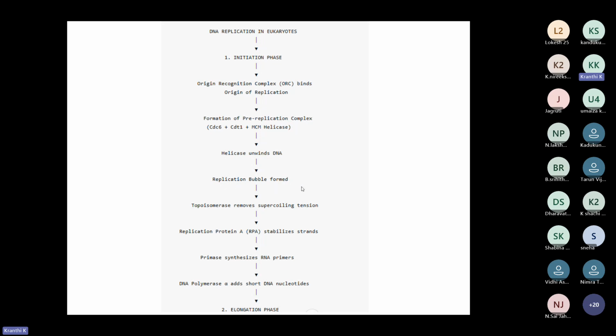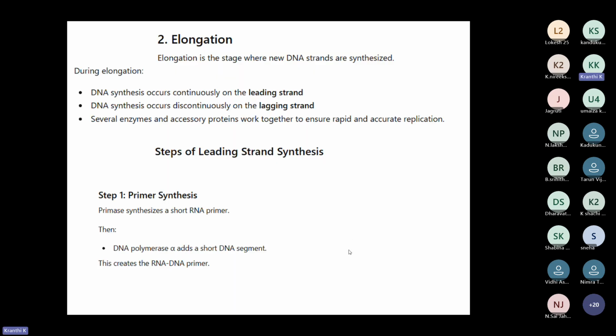Then the replication bubble is formed. Then topoisomerase removes the supercoiling tension. Then replication protein A, the single strand binding protein, stabilizes the strands. Then primase synthesizes RNA primers. Then DNA polymerase alpha adds short DNA nucleotides. So this happens in the initiation phase. Clear? Simple. What is the difference here? A complex will recognize the site. Then later, the remaining steps are the same.